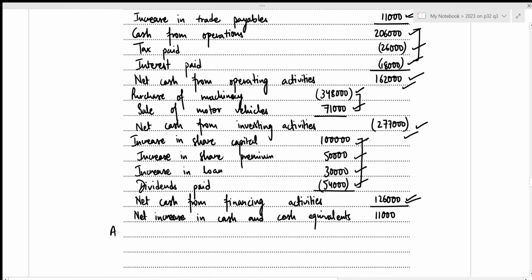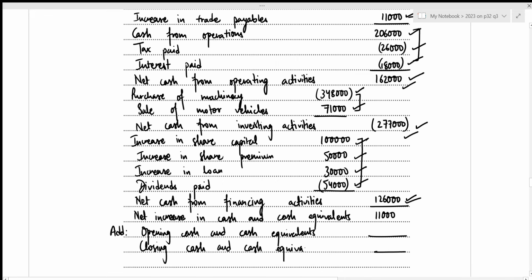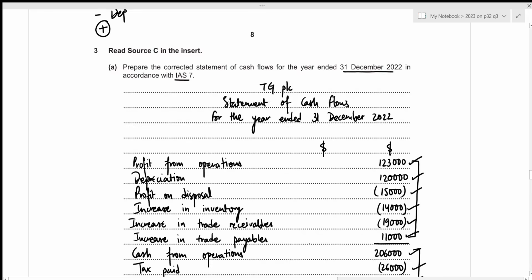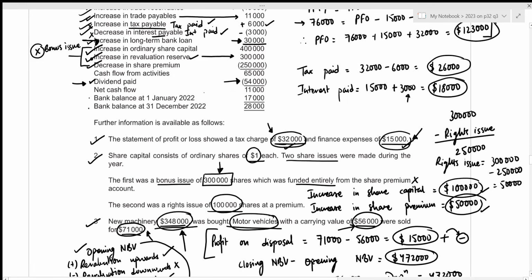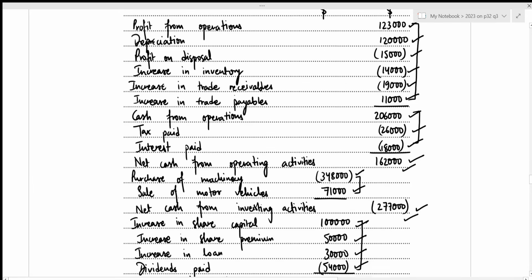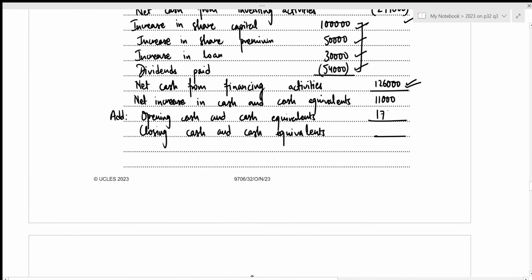Okay, then we need to add our opening cash and cash equivalents to our net increase, so that we get our closing cash and cash equivalents. Okay, let's have a look above. We are given the opening bank balance to be 17,000. And after making an adjustment, our closing cash and cash equivalents will just be 28,000.